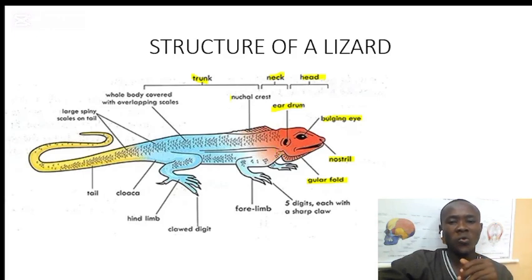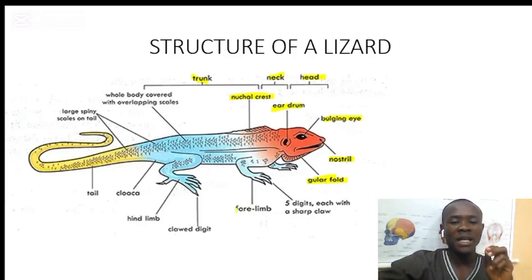On the trunk, we have the nuchal crest at the back. Most often they use it in terms of defense. Now this nuchal crest and the gular fold are less prominent in females. That means they are very small in females as compared to males. On the trunk, we have two pairs of limbs, as we said under the characteristics of Reptilia.